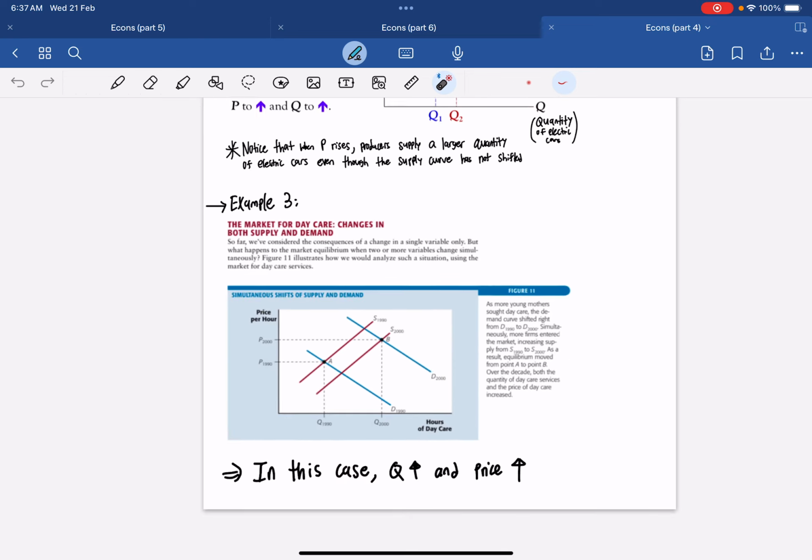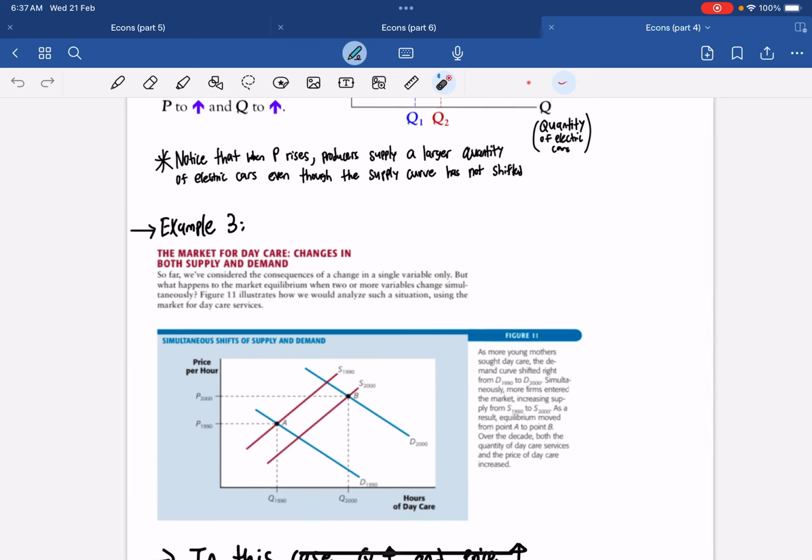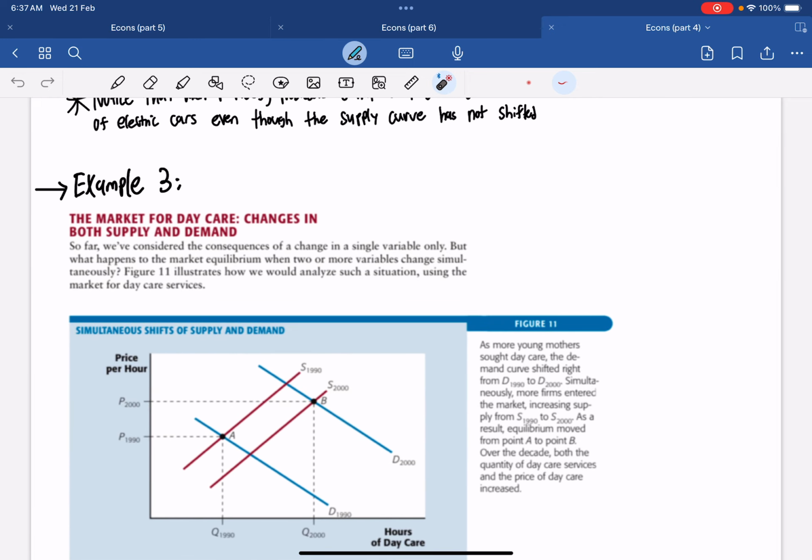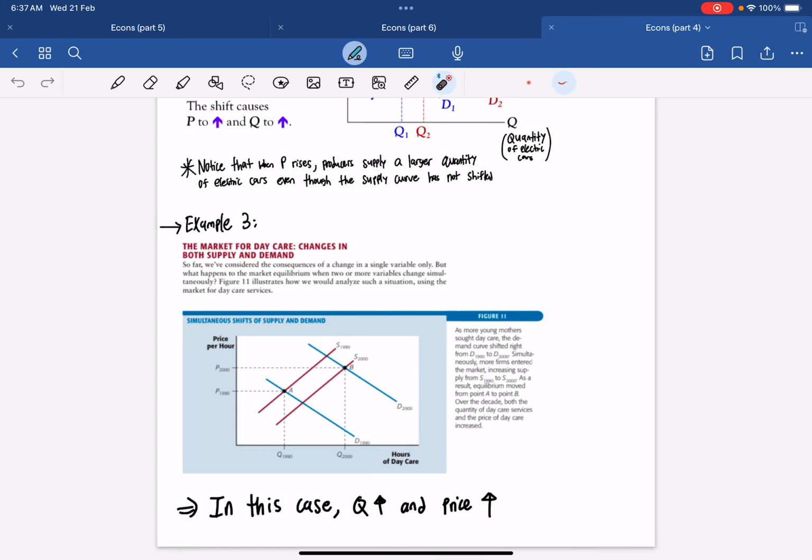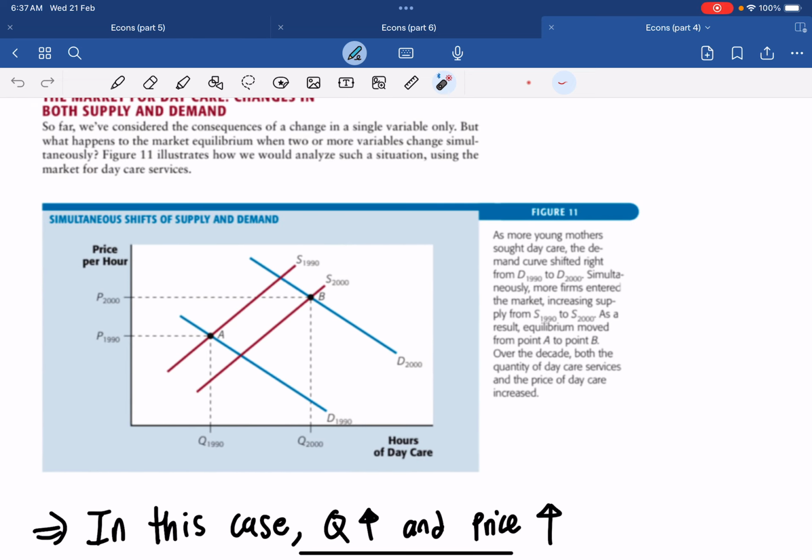And the last example is when you have both the supply and demand change, and it really depends on the extent to which they change and the direction. For example, if both the demand and the supply were to increase, then undoubtedly the quantity increases as well.